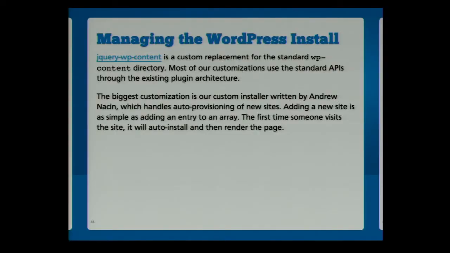So now we have content that can be deployed to WordPress, but how do we manage the WordPress install itself, right? How do we manage the themes? How do we manage the plugins? Well, the answer to that is a custom WP content setup, which we call jQuery WP content. And for the most part, this is actually just standard WordPress APIs. So we build regular plugins. We use MU plugins for a lot of our stuff. We go through all the action APIs.